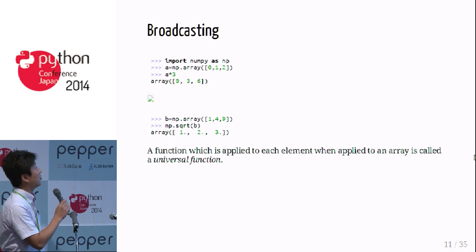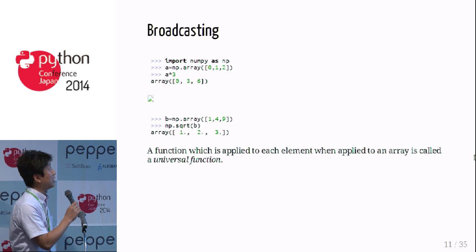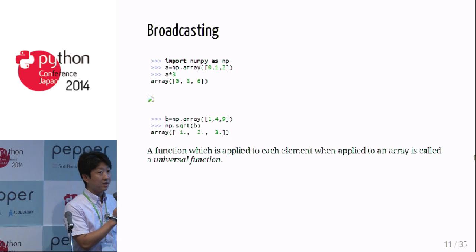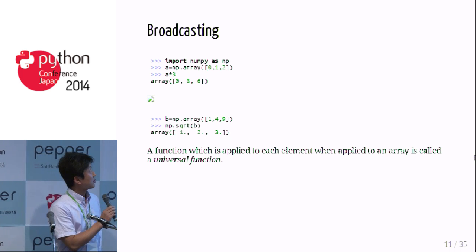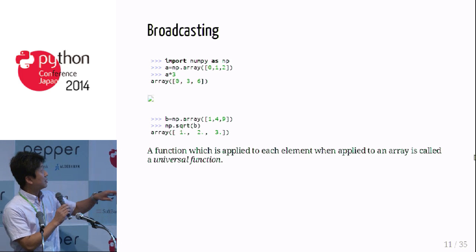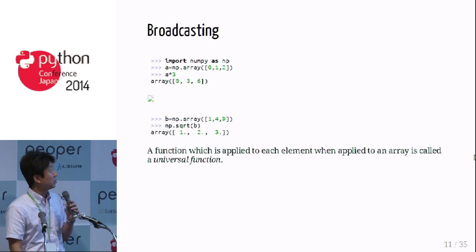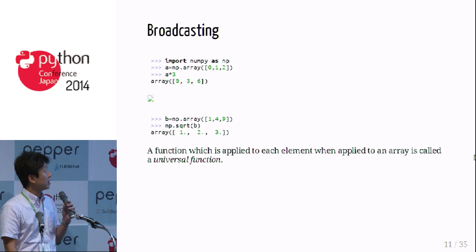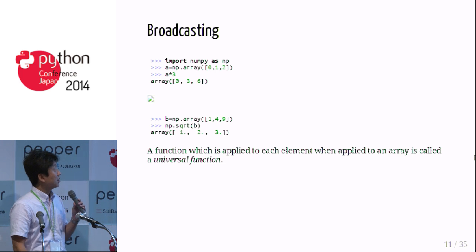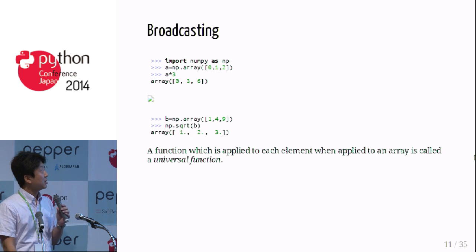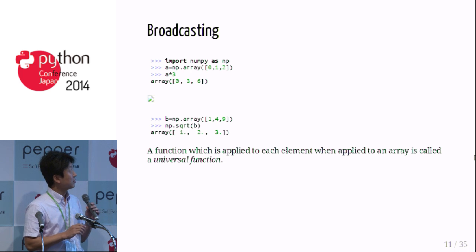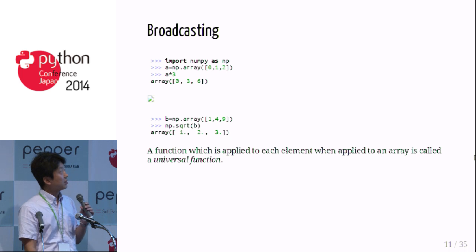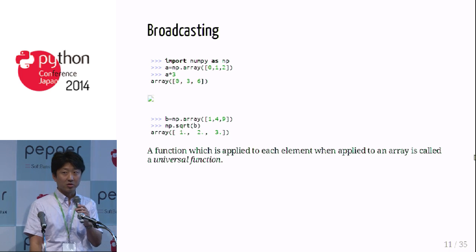If you use a multiplied by 3, where a is the array, then each element is multiplied by 3. And the second example is about square root. When b is an array and you take the square root of the array, you take the square root of each element. So this kind of function is called a universal function. As a definition, a function which is applied to each element of an array is called a universal function.